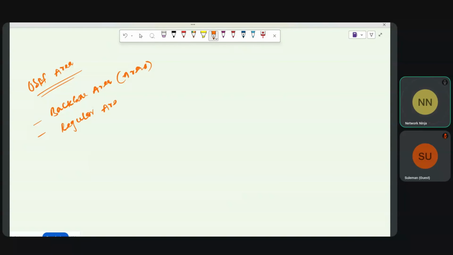And we have a regular area. The backbone area is nothing but whichever routers belong to area zero, those routers are in the backbone area. In the regular area we have the normal areas. So area zero is your backbone area, and the remaining areas are called regular areas.